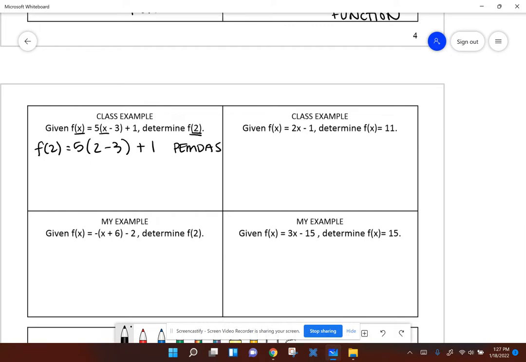stands for parentheses first. So 2 minus 3 gets us -1 in that parentheses. Next up is exponents, which we have none. Remember, that's that tiny little number. Multiplication, anytime we have parentheses, that's multiplying. 5 times -1 is -5. We have no division. We do have addition. -5 plus 1 gets us -4. And since we're all done, let's go take a look at the y values.